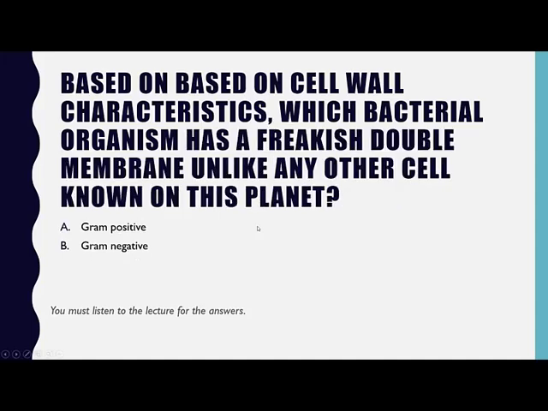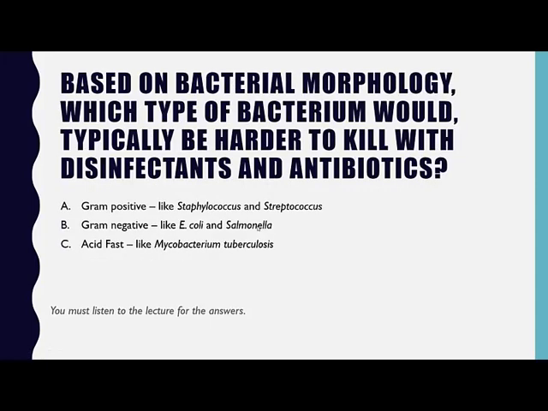Based on cell wall characteristics and cell envelope characteristics, which organism has the freakish double membrane, unlike any other cell known on this planet? It is B, gram negatives. Very good. Based on bacterial morphology, which type of bacterium would typically be harder to kill with disinfectants and antibiotics?